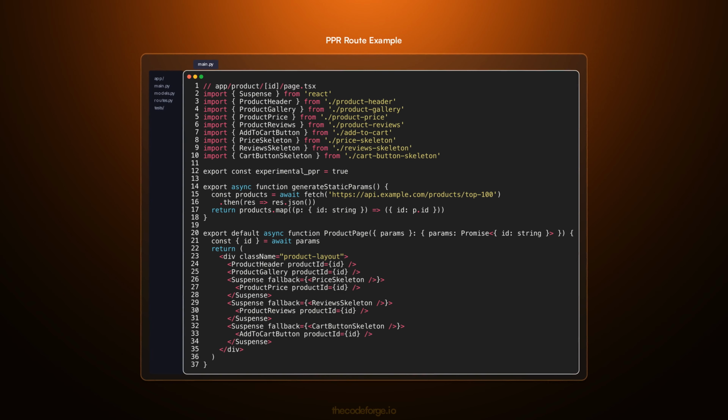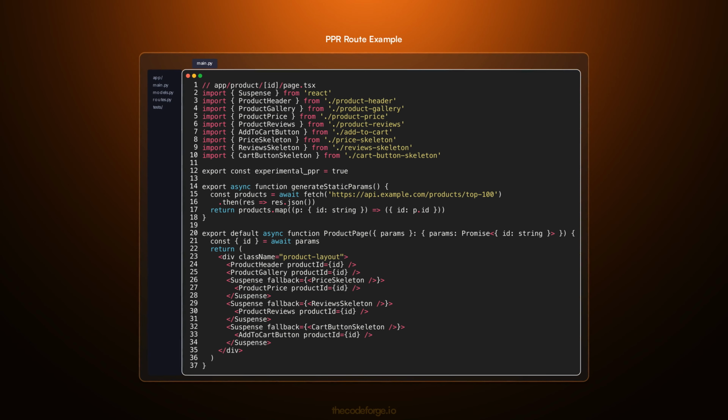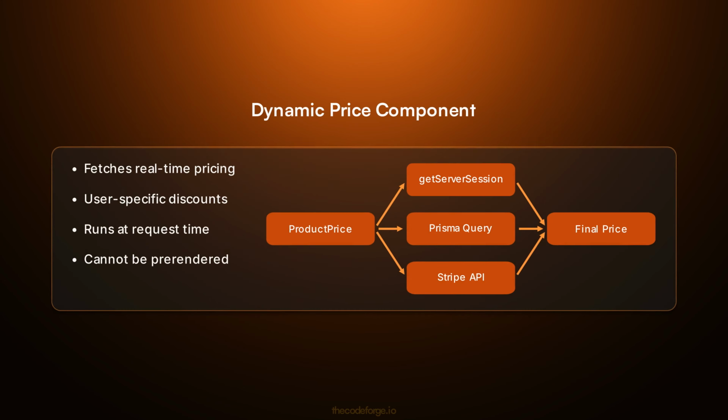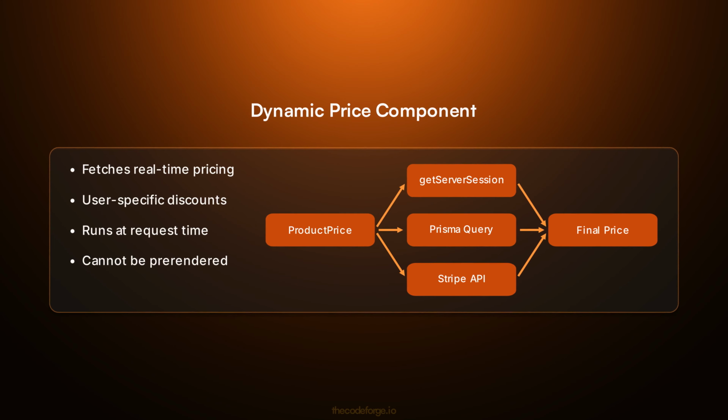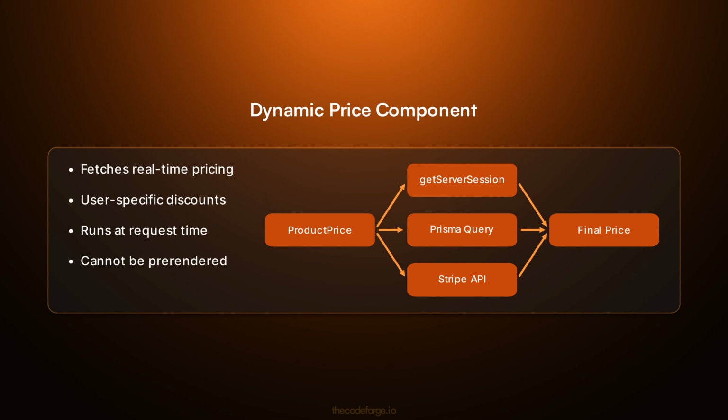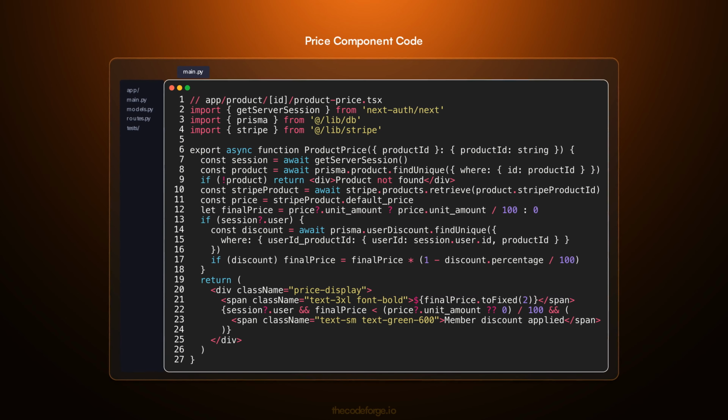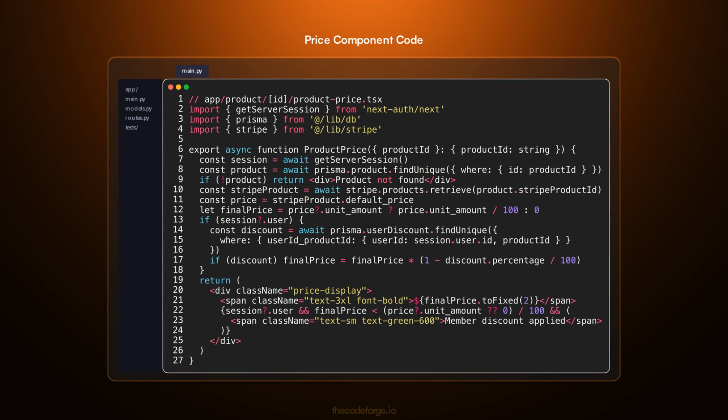This is the product page with PPR enabled. Notice the experimental PPR export and the suspense boundaries around dynamic components. The static parts are outside Suspense, the dynamic parts are inside. The product price component fetches real-time data, user session, product from database, and Stripe pricing. It applies user-specific discounts. This must run at request time, so it's inside a suspense boundary. This component fetches the user session, product data, Stripe price, and user discount. It returns the final price with a member discount badge if applicable.